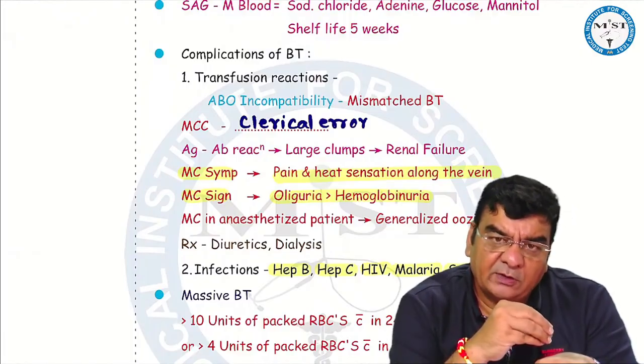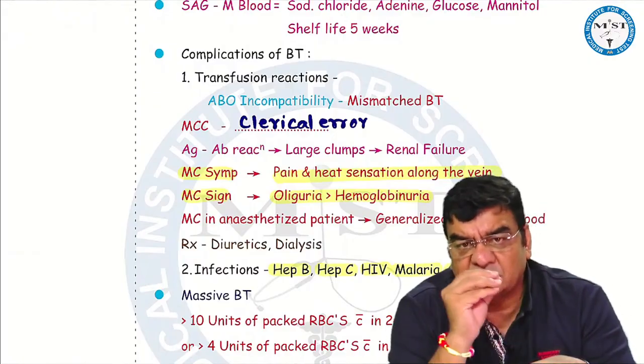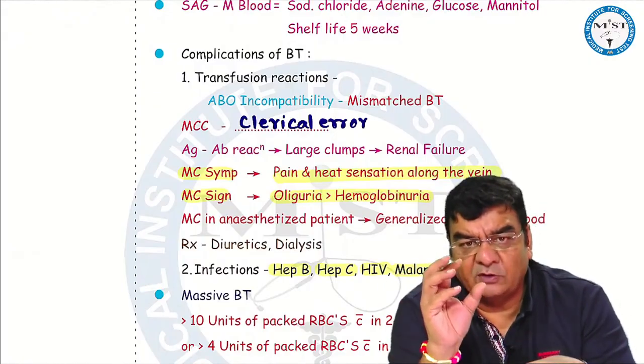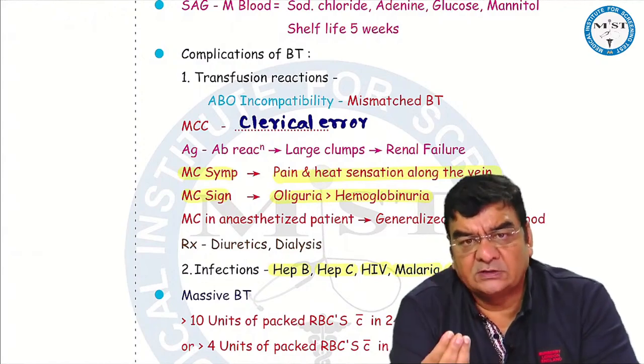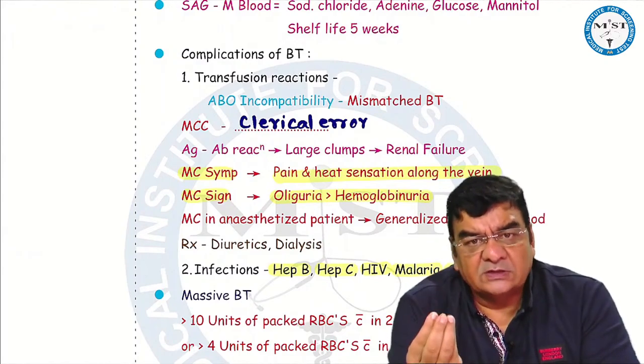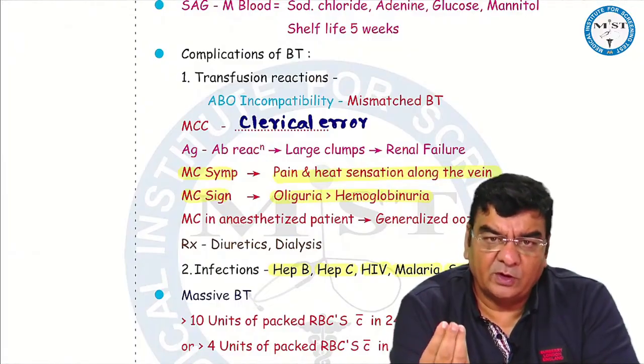There would be an antigen-antibody reaction, which will form large clumps, and these large clumps traveling in the pipeline can block the filter of the body, that is the kidneys. So the urine output will decrease. The most common early sign of mismatched transfusion is oliguria. We can find hemoglobinuria also.